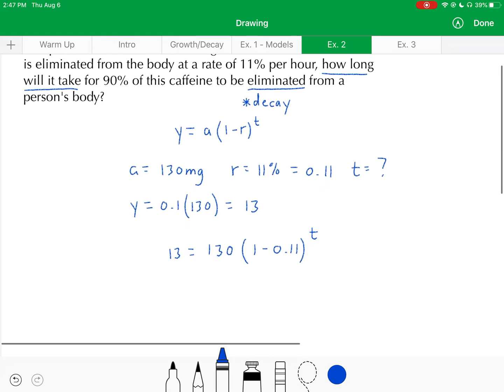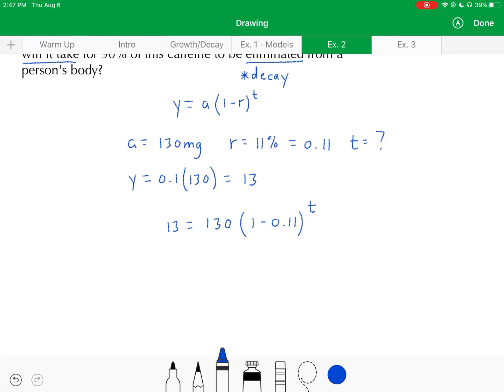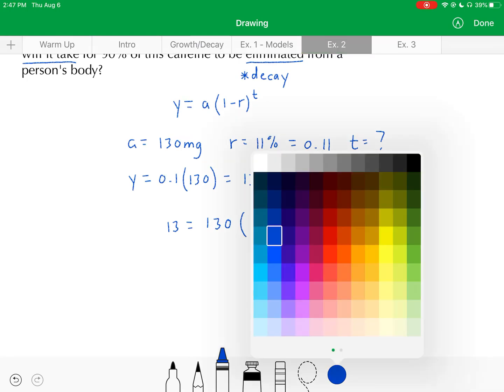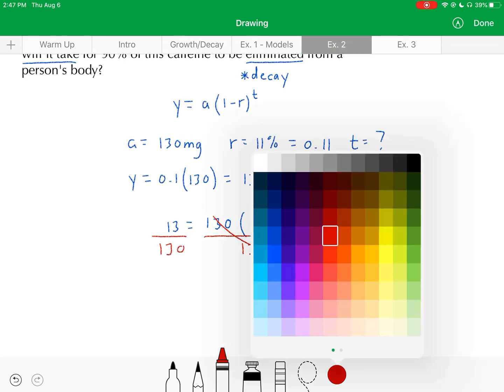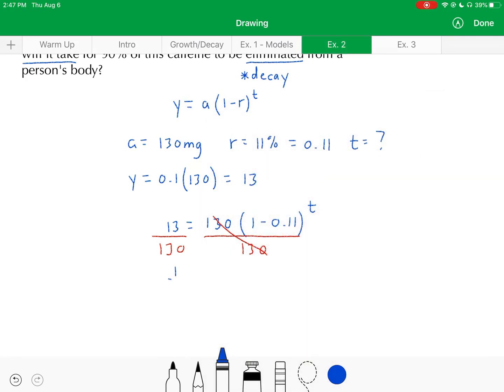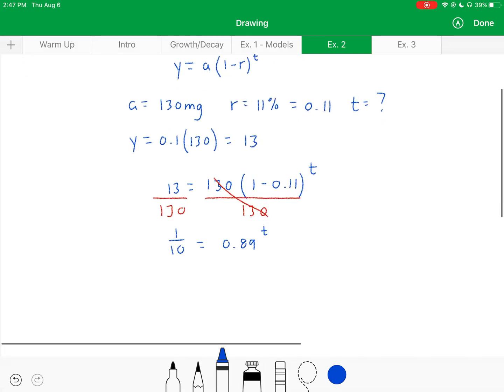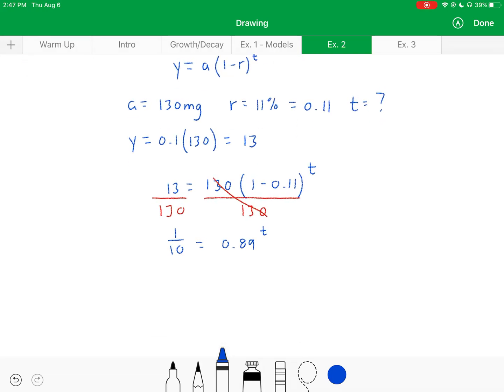Notice I have an exponential equation where I'm trying to solve for the exponent. This is going to require the use of a logarithm. Before I do that though, I need to divide both sides by that A value of 130. So that's going to be 1/10 is equal to 0.89 to the power of t. Or you can say 0.1 equals 0.89 to the power of t.